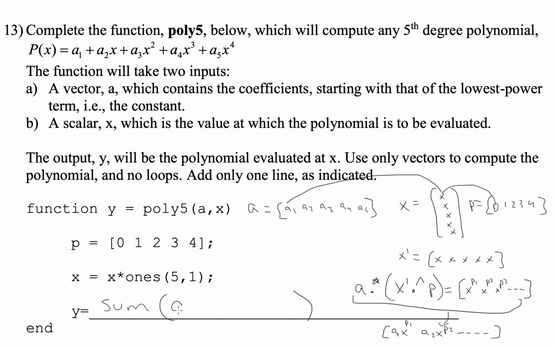So if we just write a dot multiply, and then in parentheses, we want to do this first, we say x dot to the power of our vector p, and we have to make this prime because this is a column vector. We want to make it a row just like everything else. And then we can just close this. So once we get our row vector right here, which is a dot multiply by x prime dot to the power of each value of p, if we sum it all up, that will give us a scalar value y. And that's how you do number 13, which is poly 5.